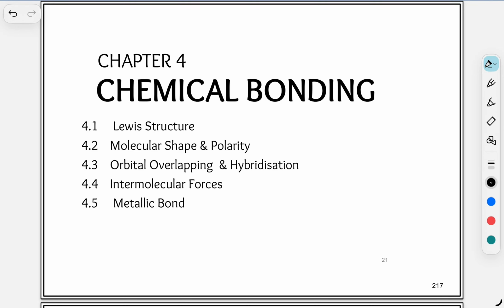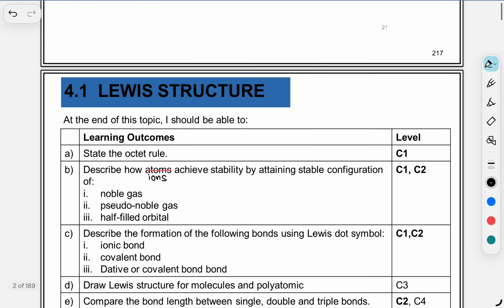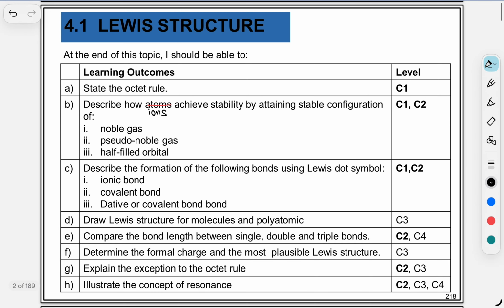Hi all, in this video I'll be guiding you to chapter 4, chemical bonding. Next week in class we'll be looking into subtopic 4.1. Therefore let's use your lecture notes to follow through what we are going to learn. So in this video I'll be focusing on just stating the octet rule as well as how ions achieve stability by attaining stable configuration via noble gas, pseudo-noble gas configuration and half-fill orbital configuration. That's about it. Alright, so let's get started.